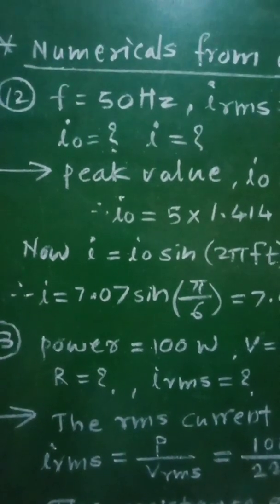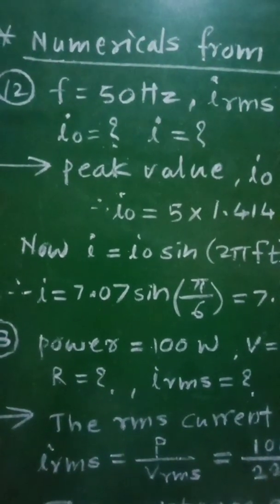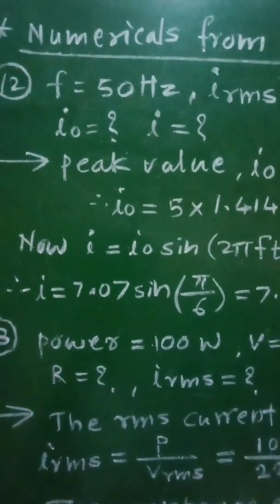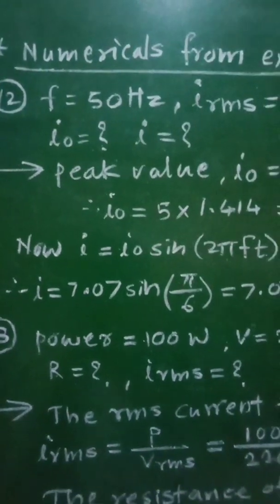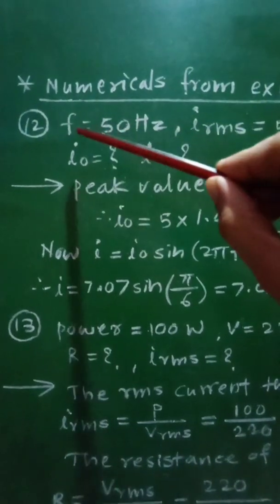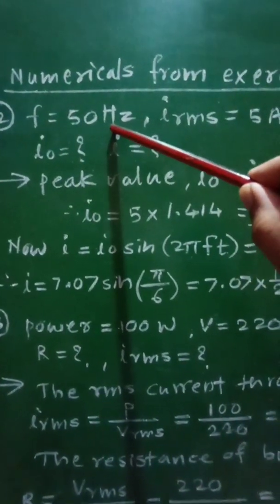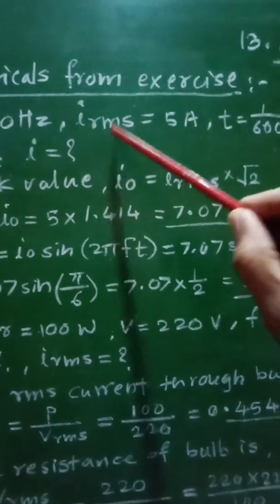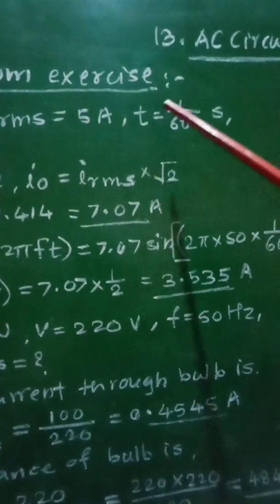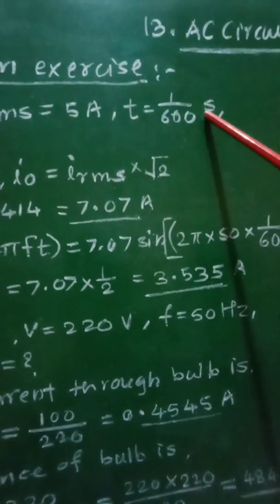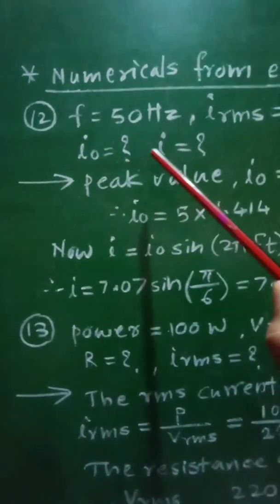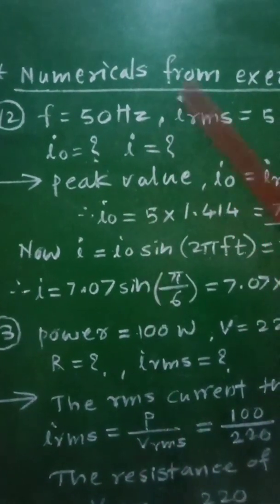in a 50 cycle AC circuit is 5 ampere, what is the peak value of current and what is the current 1 by 600 second after it was 0? And therefore for this numerical, given data is frequency f equal to 50 hertz, RMS current I RMS equal to 5 ampere, time interval t equal to 1 by 600 second, and we have to find out the peak value of current I0 and the instantaneous value of current I.